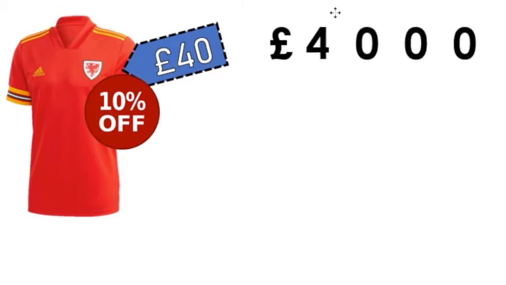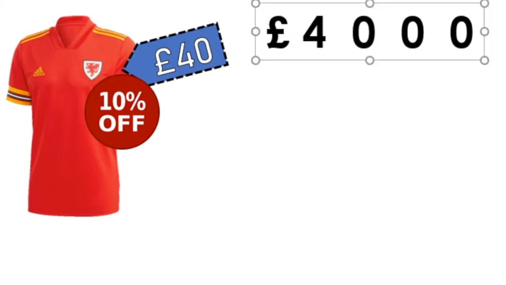So there's a 10% reduction in price for me. So we're not going to pay that full £40. It's going to be slightly lower because of this 10% reduction, 10% off. So to find 10%, we're going to write down £40. Make sure we put that decimal spot right in.